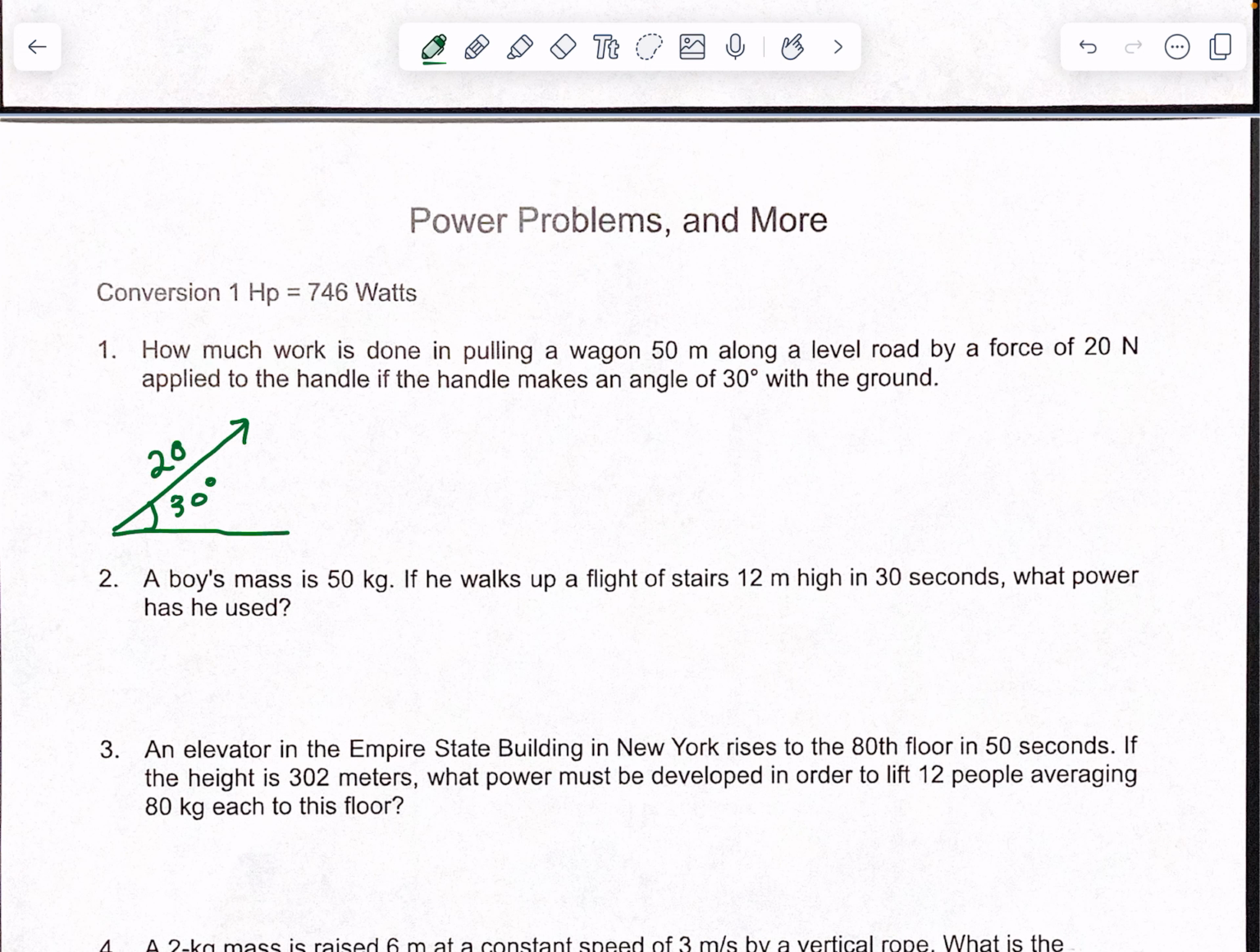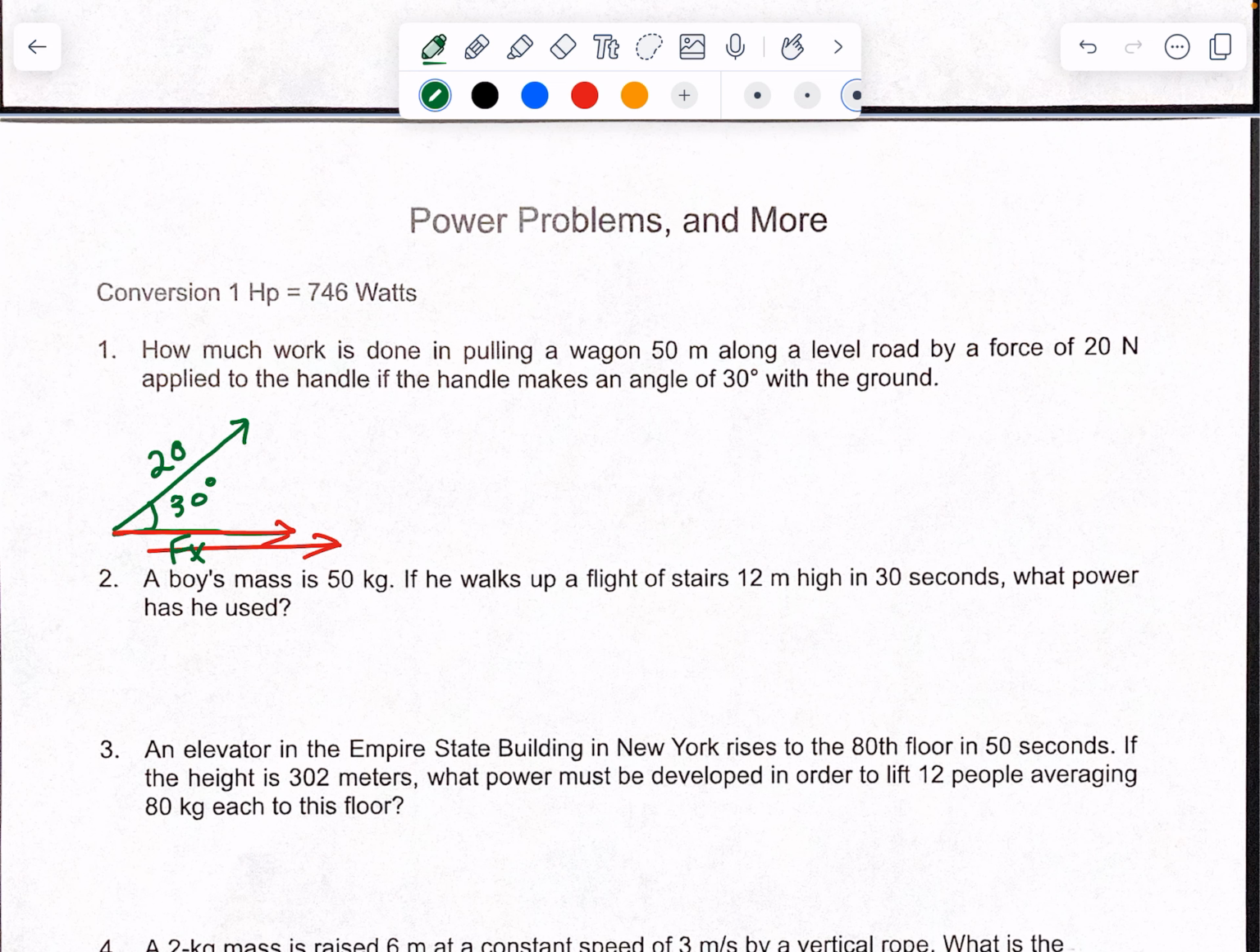Now, the reason why you cannot just do work equals force times distance, 20 times 50, is because the wagon is going this way, purely horizontal. That 20 you have is not purely horizontal, so you cannot just mix that with the horizontal distance, the 50 meters. You need to figure out how much of that 20 is actually going in the same direction as the wagon. So you're looking for the horizontal component of our triangle, Fx. How much of that force is in the x direction, or the horizontal plane?